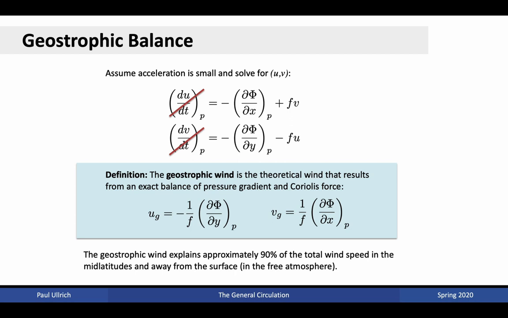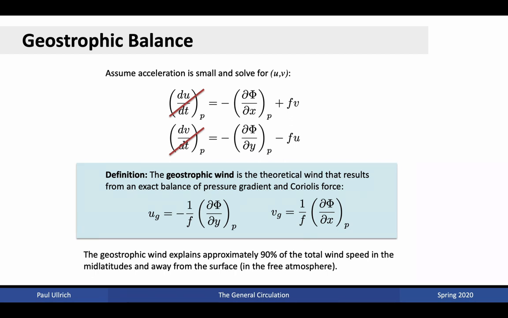All right, let's solve for this quantitatively. If we assume that acceleration is small and solve for the basic state of geostrophic balance, we will observe that you can extract the wind speeds from the Coriolis term, which is the second term on the right-hand side of the equal sign, and solve for that corresponding component of the velocity field in terms of the pressure gradient term, which is shown as a gradient of the geopotential, and the Coriolis parameter f. Thus, we have the formal definition for the geostrophic wind as the theoretical wind that results from this exact balance of pressure gradient and Coriolis force.